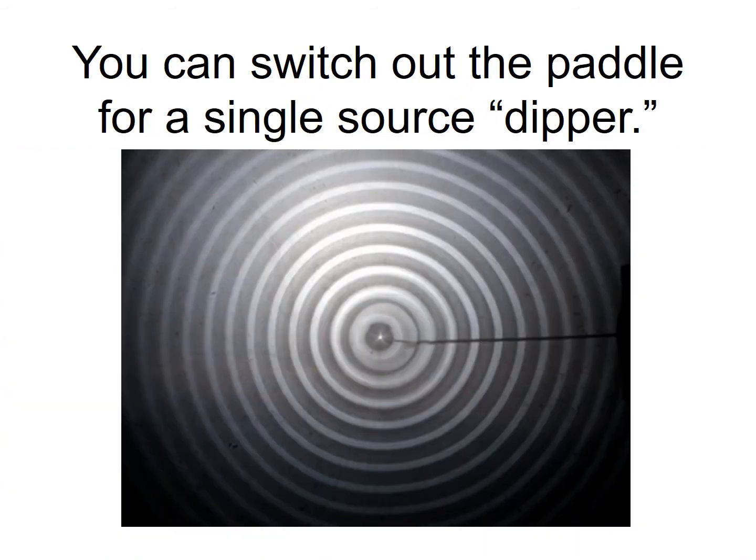Of more interest to us is what happens when you replace the paddle in the ripple tank with a single point source of a wave, something that's known as a dipper. So this is just a little piece of metal that will bob up and down, producing these ripples in the water.